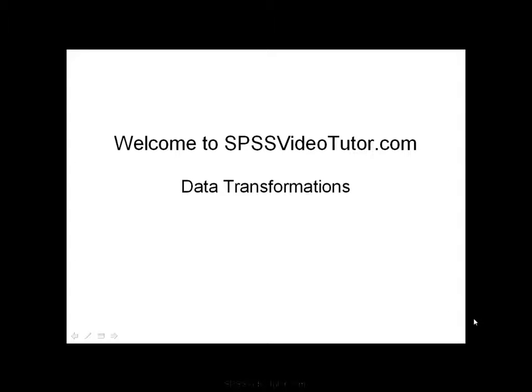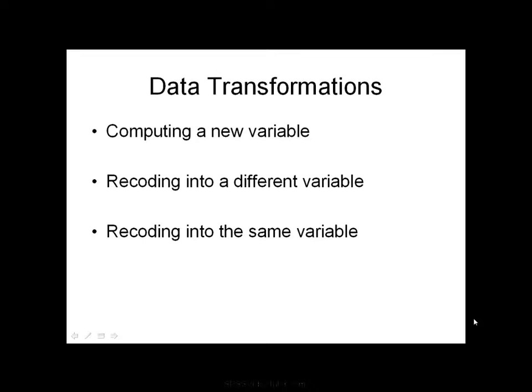I'm Jacob Mays, and today I will demonstrate three ways to transform variables in SPSS. First, we will transform by computing a new variable. Next, we will transform by recoding into a different variable. And finally, we will transform by recoding into the same variable.